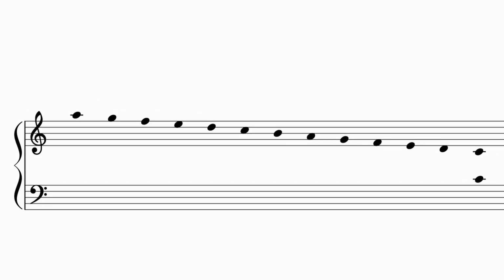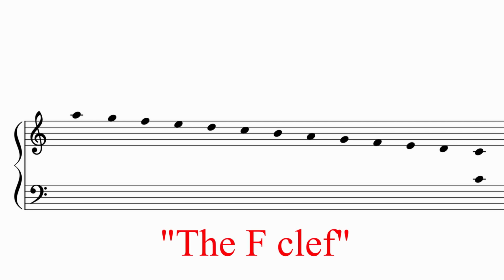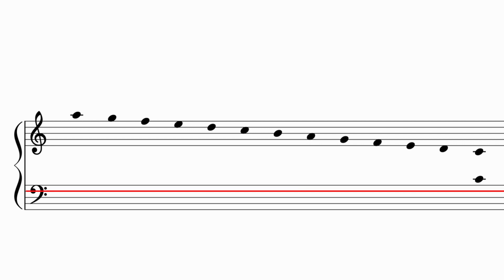You can see 2 points right here. That's because the bass clef determines where the F is, which is why some people call it the F clef. So every note on this line, the second line from the top, will be an F. That's an F, and that's also an F.